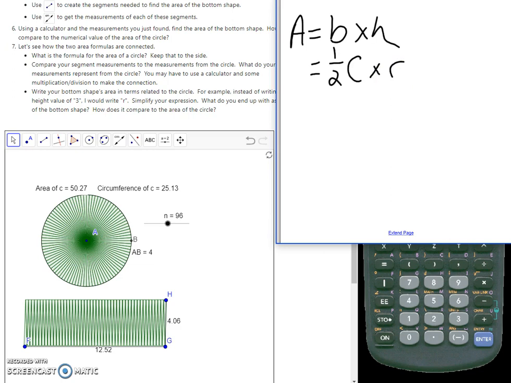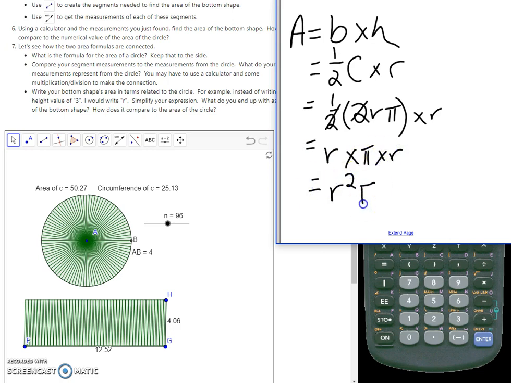Now, that doesn't look very helpful. That's kind of confusing, doesn't make much sense. So maybe the idea here is instead, what is circumference? Well, circumference is diameter times pi, or 2 times the radius times pi. And then I've still got this radius out here. Oh, now we start to get somewhere, because my 2's cancel, and I'm left with radius times pi times radius, which is the radius squared times pi. Well, what is that? That's the area of the circle.